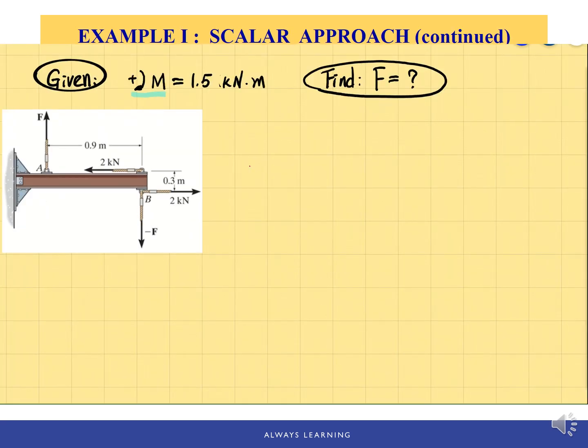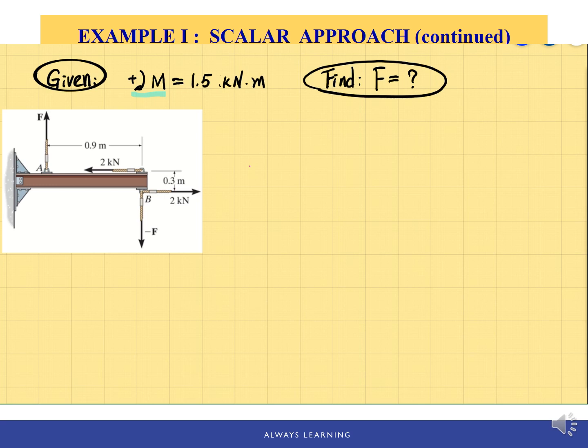So here in the given information, it said the resultant couple moment is 1.5 kilonewton meter clockwise. It is a clockwise moment. So here, I want to use a positive sign in front of this given information, 1.5. So I set this clockwise rotation as a positive rotation throughout my problem.